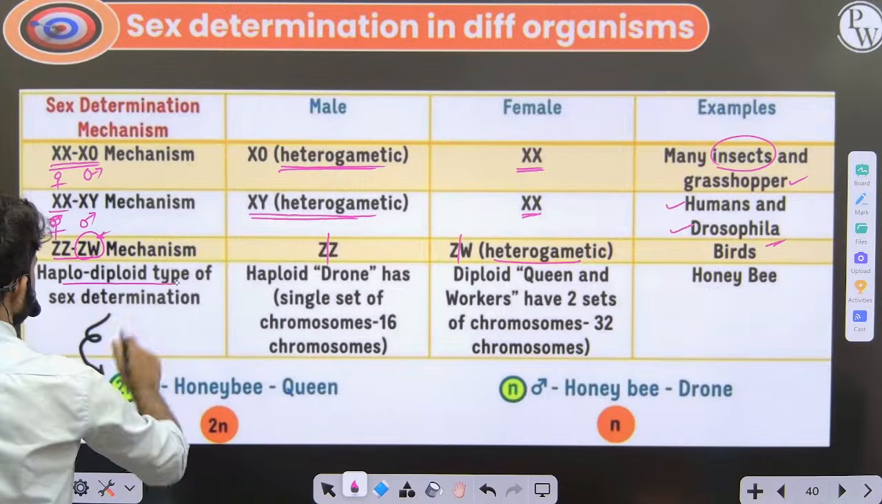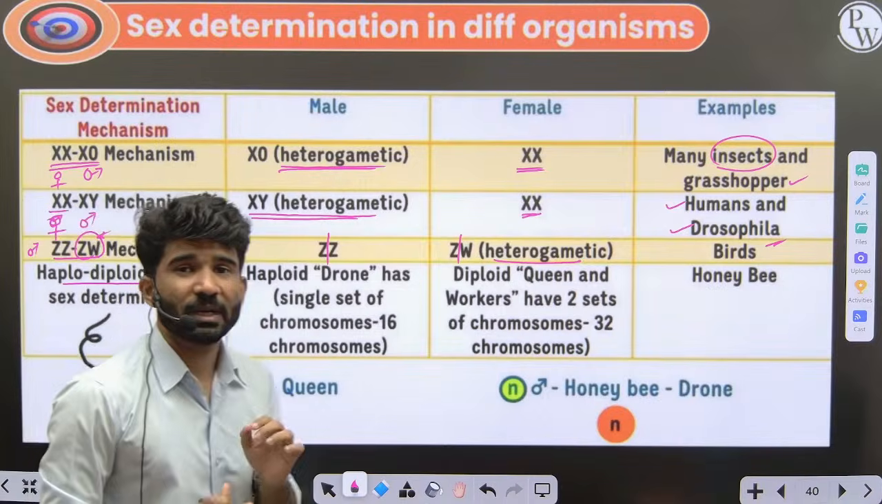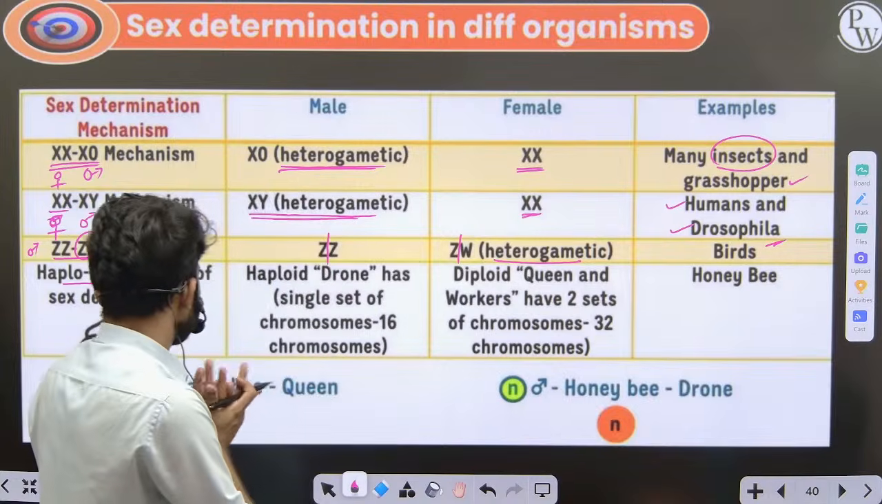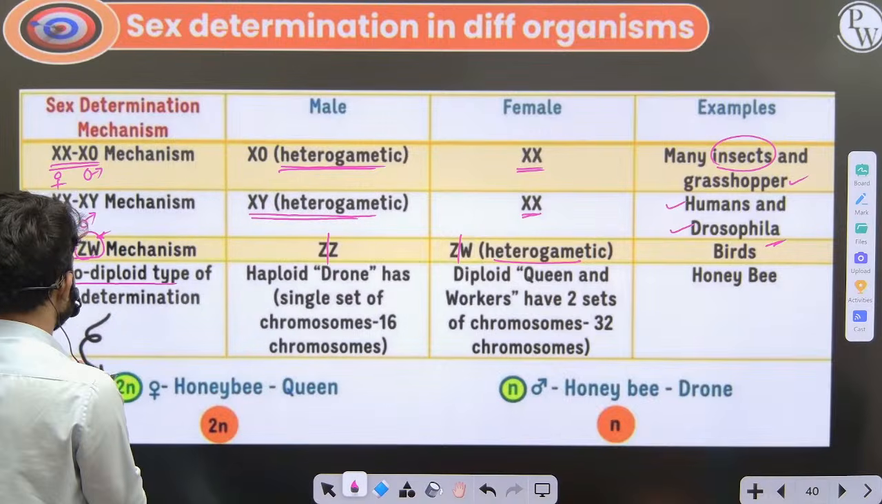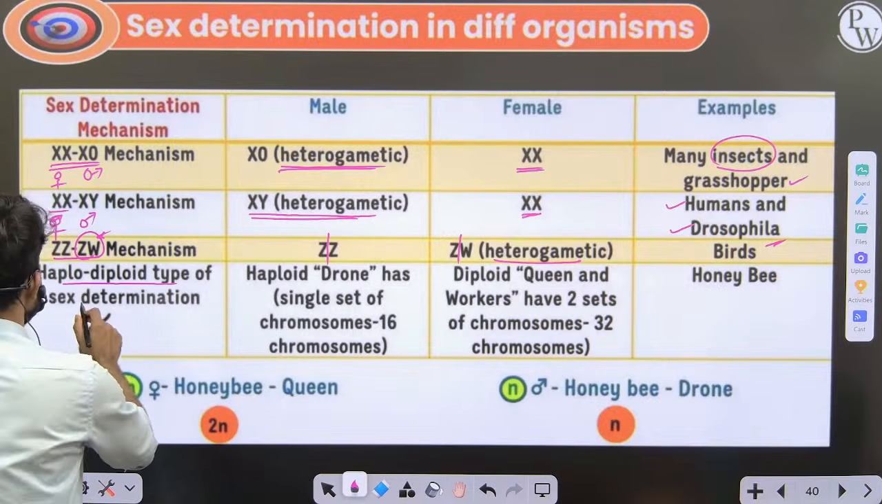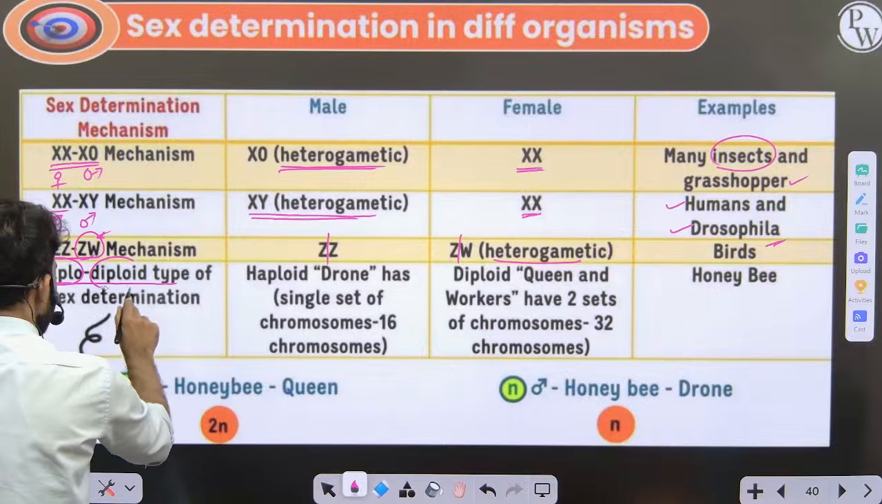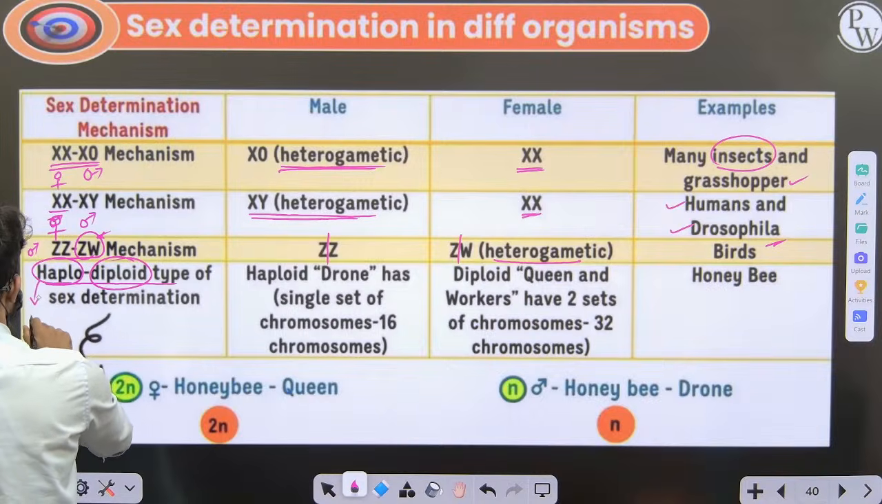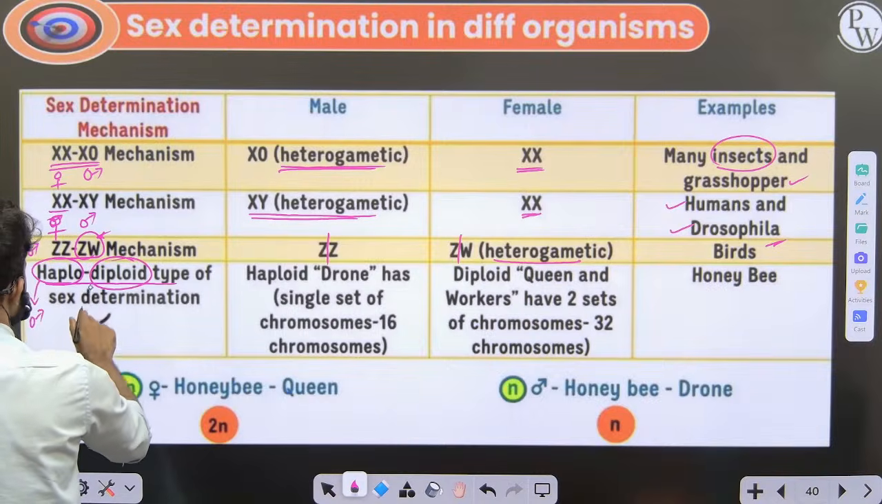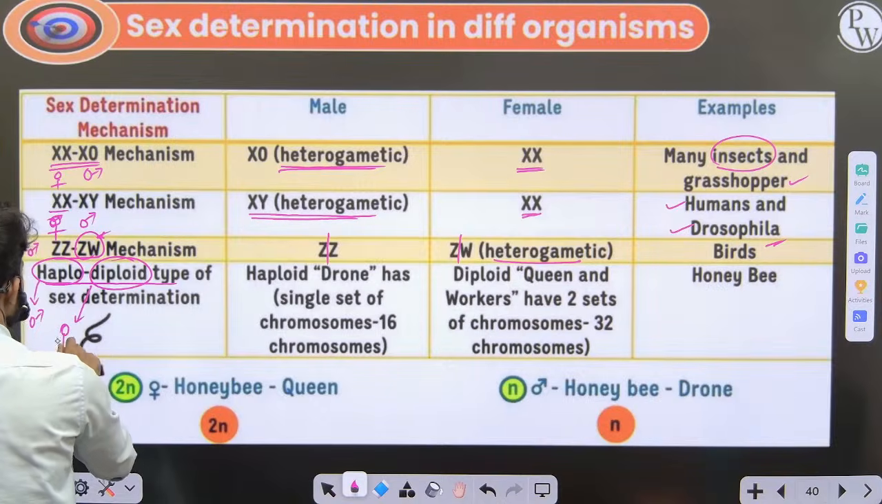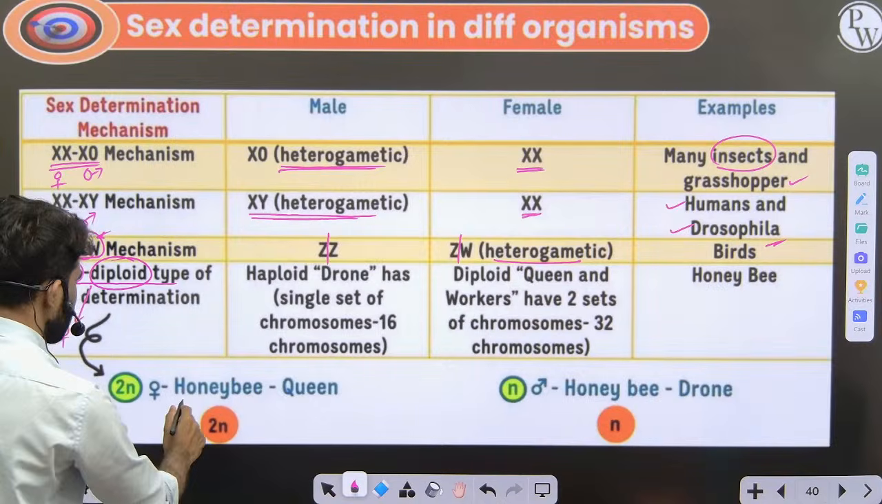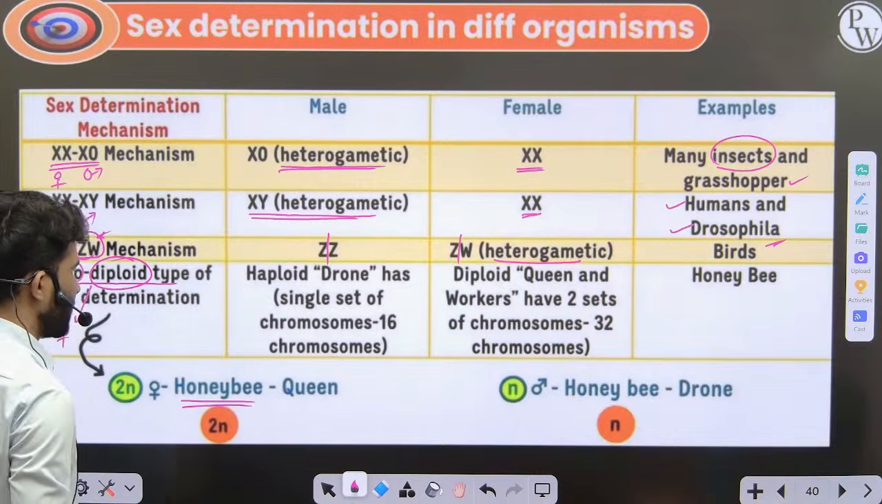Next one is the haplodiploid type of sex determination. What is this haplodiploid type of sex determination? Here the males are haploid, females are always diploid. It is observed in case of honeybees.